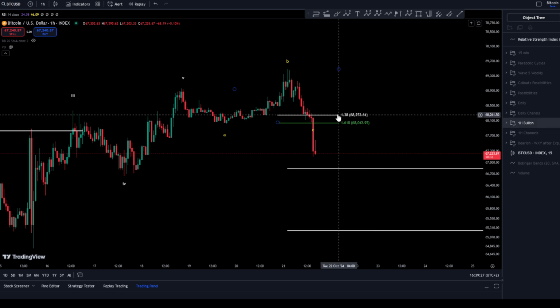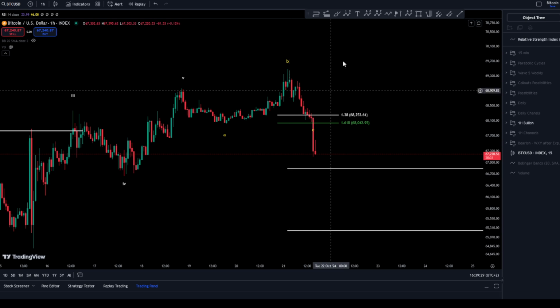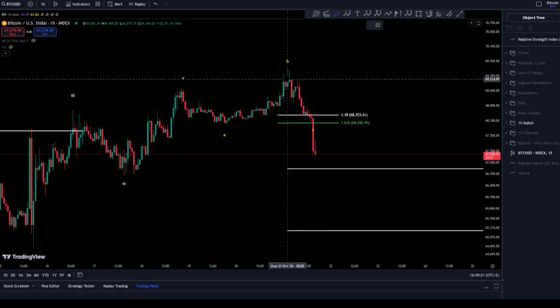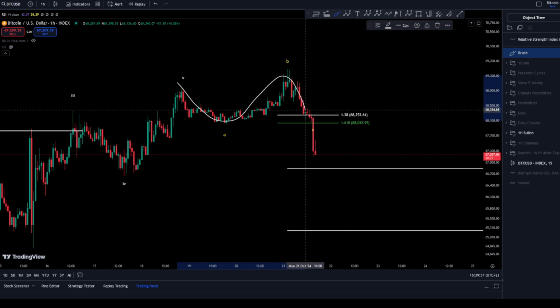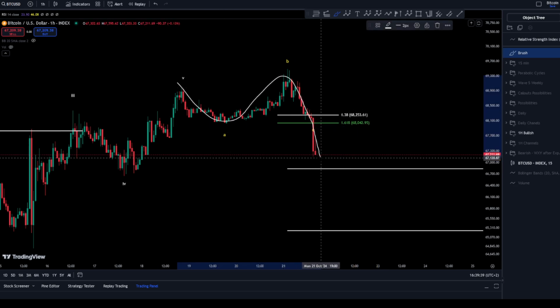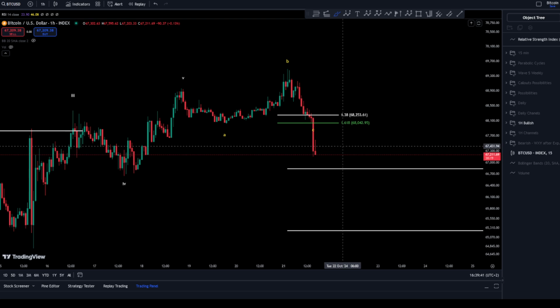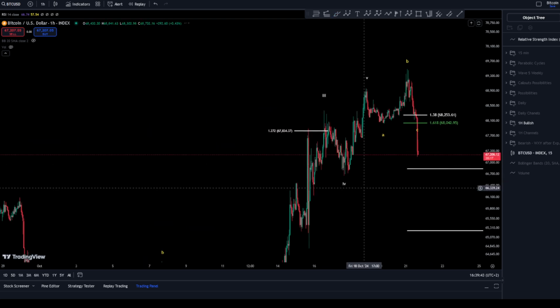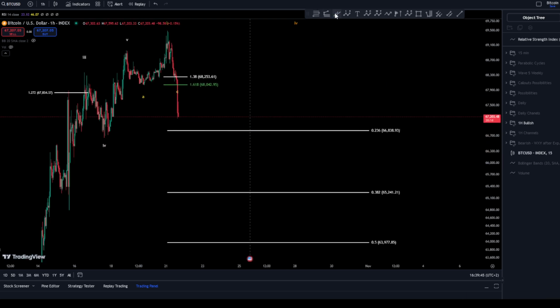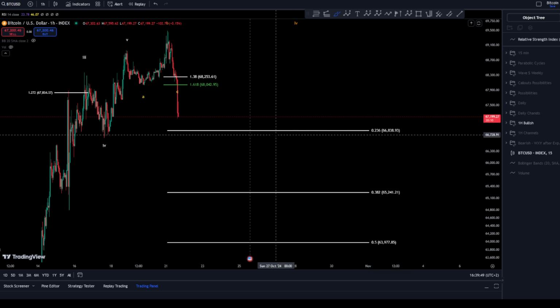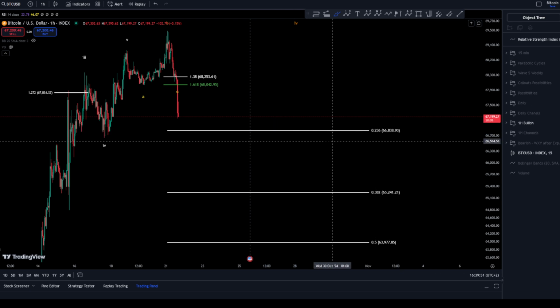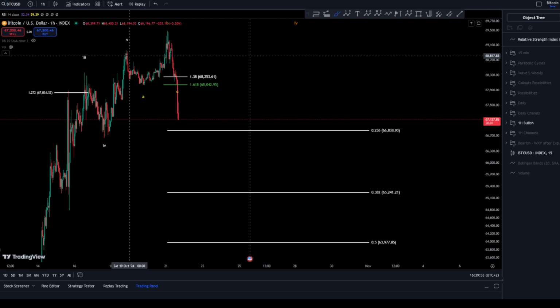So starting with Bitcoin on the 1 hour chart, as we were expecting, of course, a drop at least at the 1.618 for an A, B, and a C. However, this wave C is very much extended. Well, it was already expected as well. As you can see, we are all expecting already to hit it. At least the minimum requirement is the 0.23 as a retracement.